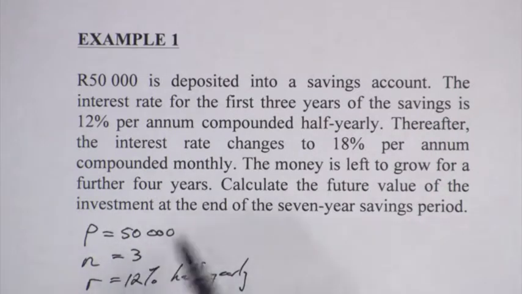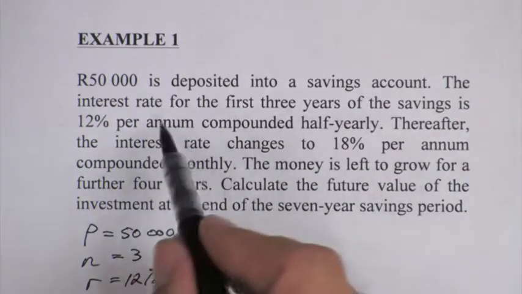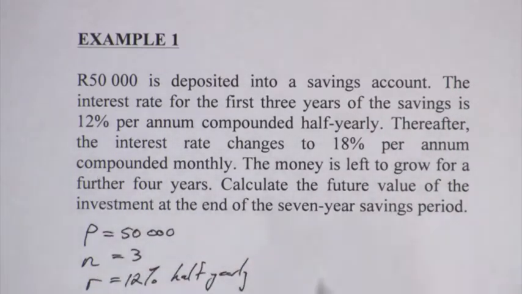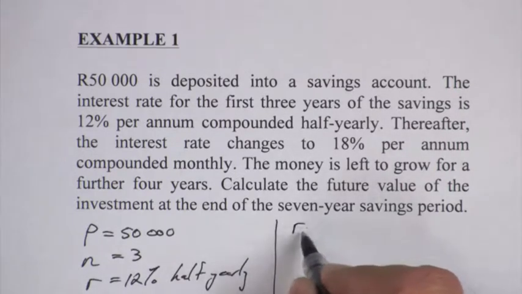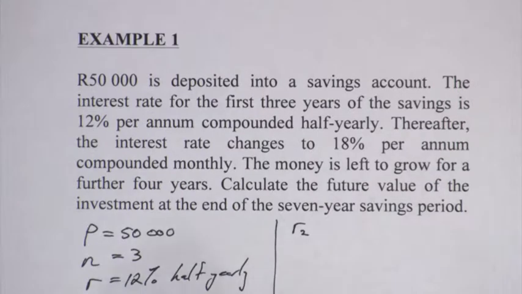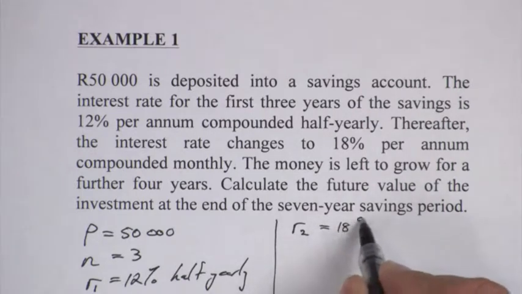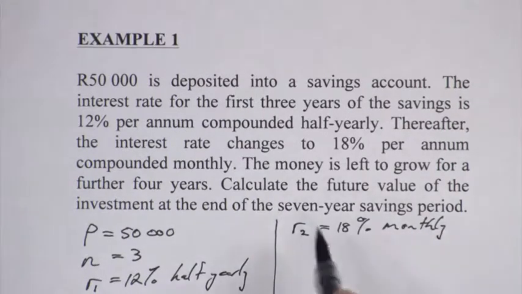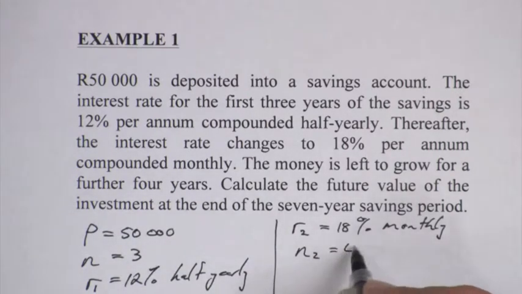It's very important, because there's lots of information given, that you always make a summary of this. So that is now the first 3 years of this investment. Now they say thereafter the interest rate changes. So the second part of this question, we're going to get another interest rate. Let's call this second one R2 and this first one R1. This interest rate now will become 18% and the compounding is monthly. They say the money is left to grow for a further 4 years. So that means your N now is 4. We call it N2 and that one we call N1.